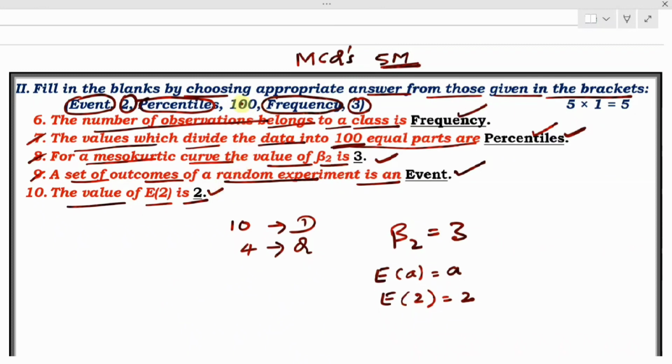As we already know, one extra answer will be given. Here that extra answer given is 100. This 100 won't suit any of the given questions, so it is given extra.